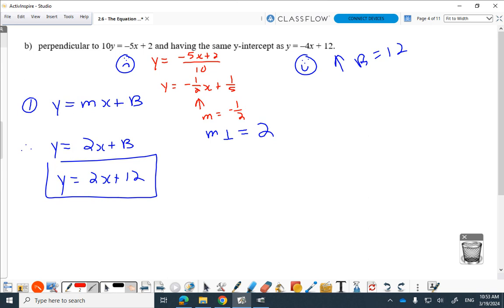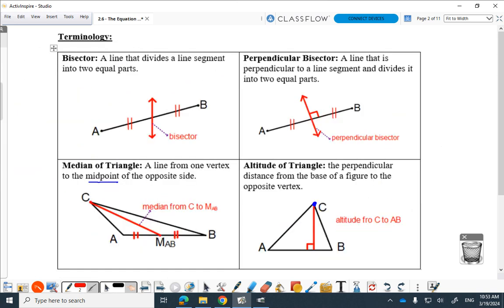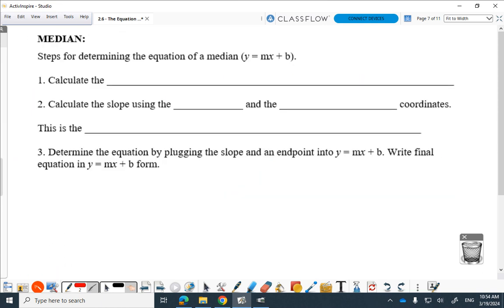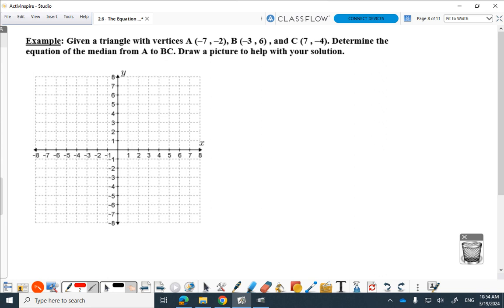What was it? Median goes through one point and the midpoint of the other side. Those are the 2 points we're going to do. I think this one's easier to understand, but it has more steps to do. All right. We'll make the instructions. We're a smart group. Let's jump right in and try and do median.